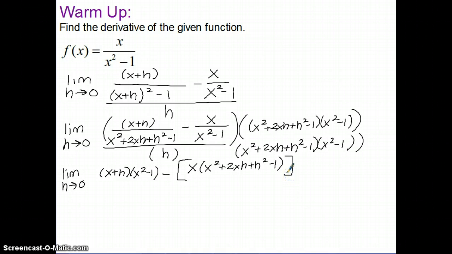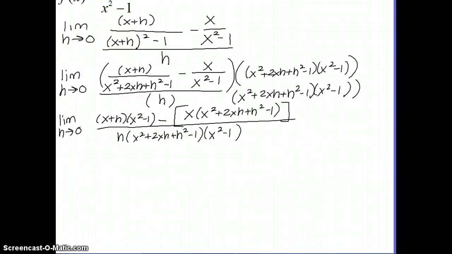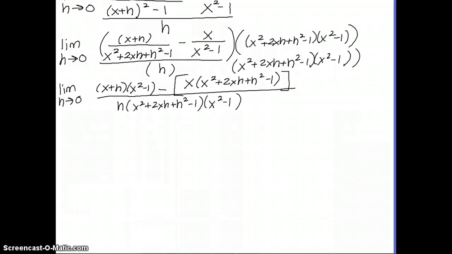And then here's where the bottom part comes in. I'm not going to worry about it. I'm just going to write it all down there. So I've got h. I've got x squared plus 2xh plus h squared minus 1 and x squared minus 1. It looks like a lot, but in the end I know that that h is going to cancel out, and I'm going to end up plugging in a 0 for the rest of the h's. All right, so now I'm ready to start simplifying. I'm going to have to do some FOILing and some distributing.